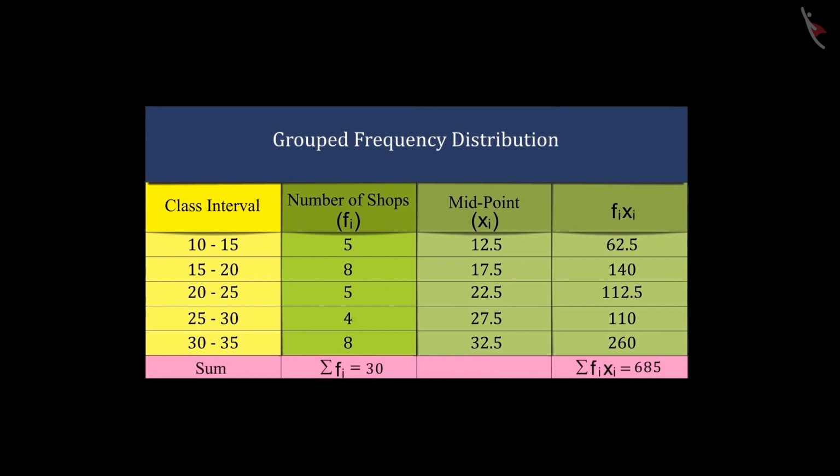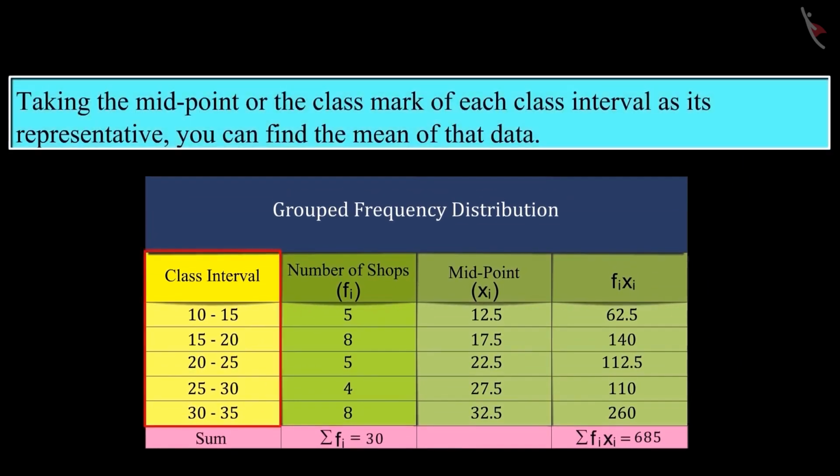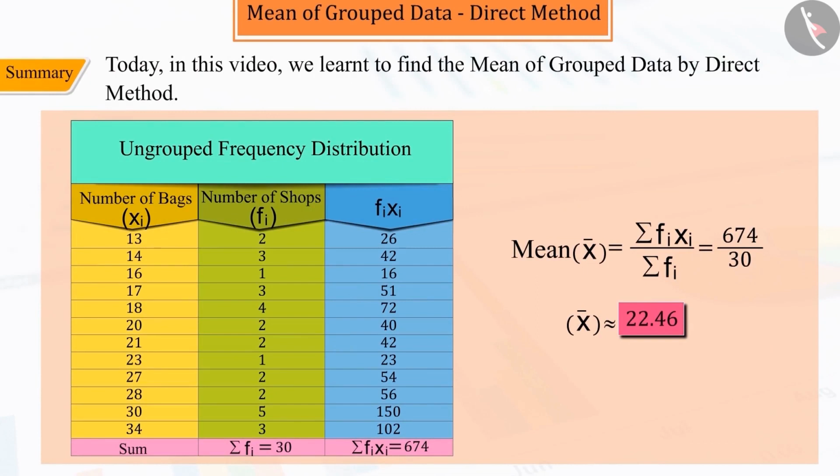Similarly, by converting any ungrouped data into grouped data, and by taking the midpoint or the class mark of each class interval as its representative, you can find the mean of that data. Today in this video, we'll learn to find the mean of grouped data by direct method. In the next video, we will see some interesting examples based on this.